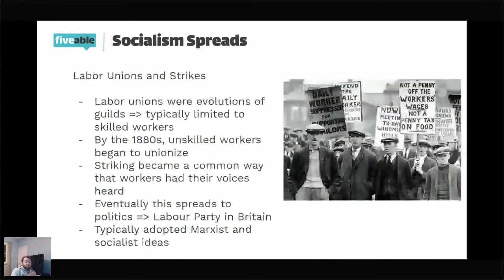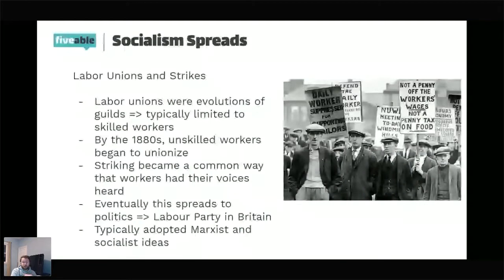Now, labor unions are going to be a pretty big result of socialism here, and they developed throughout the 1800s. Really, they were just a coalition of workers who realized that through collective action they could actually get things done, that they outnumber the factory owner. And so really they hold a substantial amount of power here.